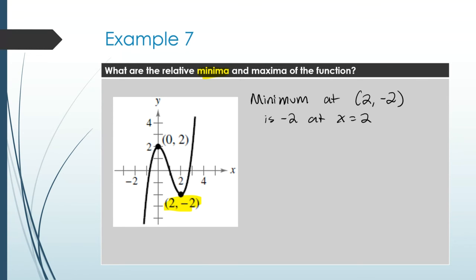And then if we look at the maximum, let's make that green. The maximum is the highest point, and I only have one of those at 0, 2. So we have a maximum at 0, 2, or you can say the maximum is 2 at x equals 0. You're just labeling where it's a maximum or minimum in the neighborhood of the function. Any questions?